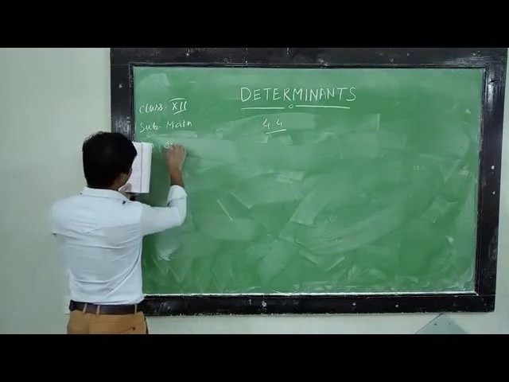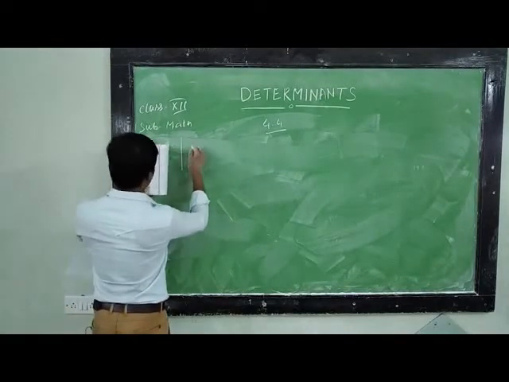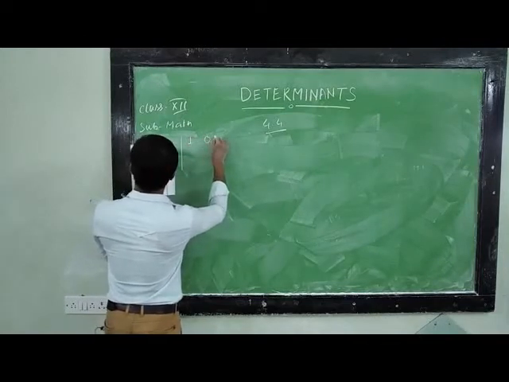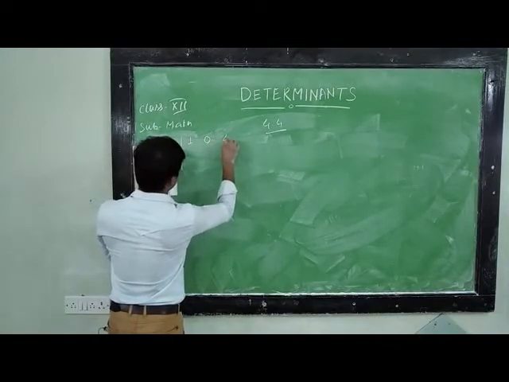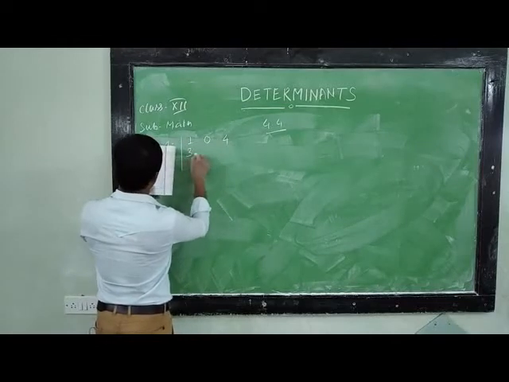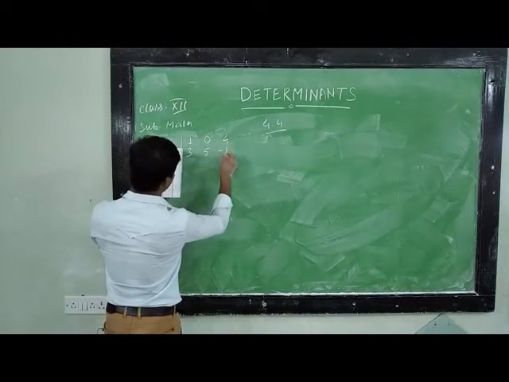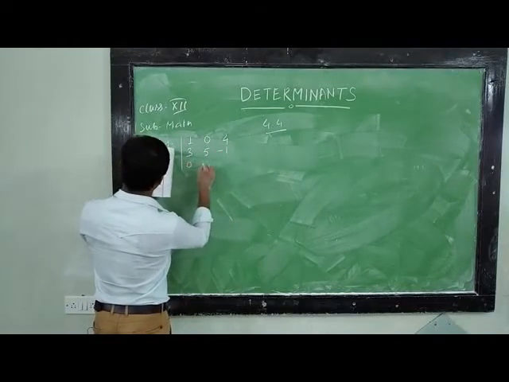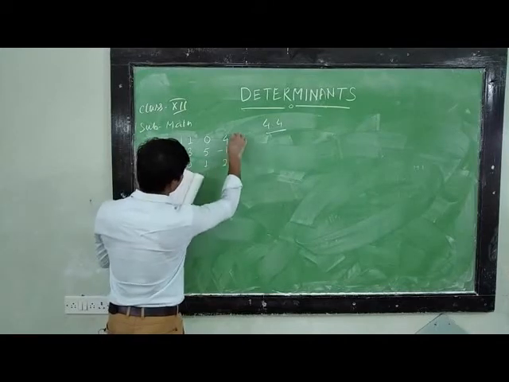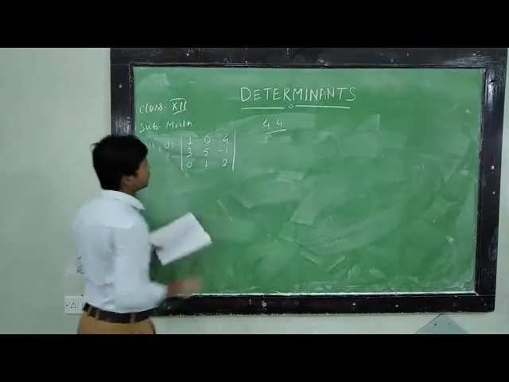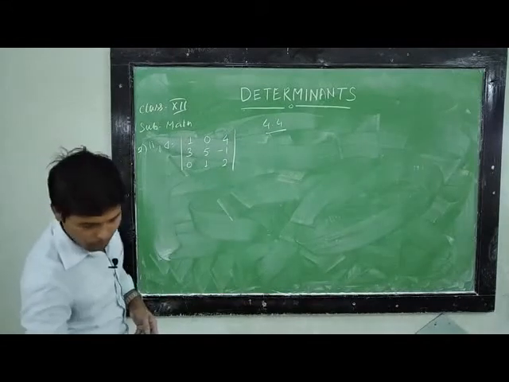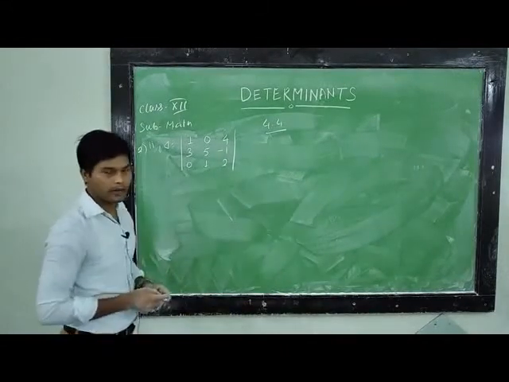So the determinant is given as delta equal to 1, 0, 4, 3, 5, minus 1, 0, 1, 2. We have to calculate the minors and cofactor of the determinant. Okay, so let's calculate the minor first.